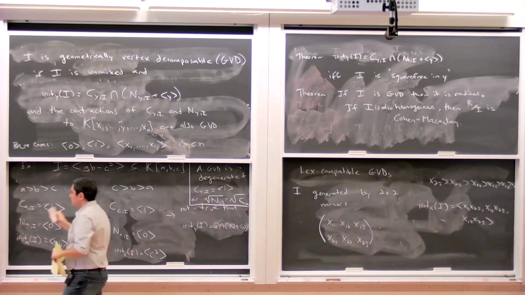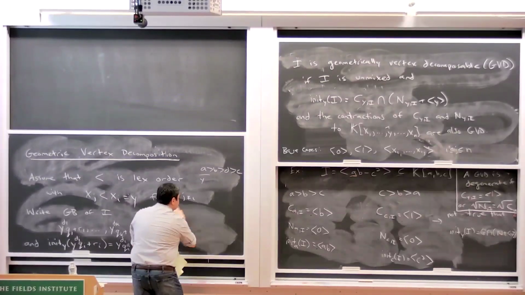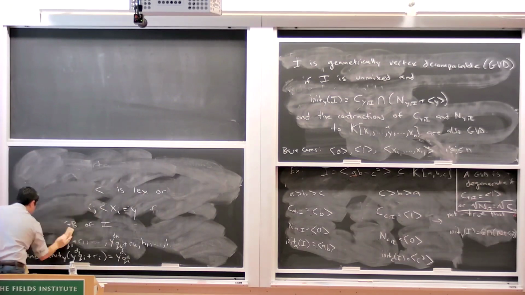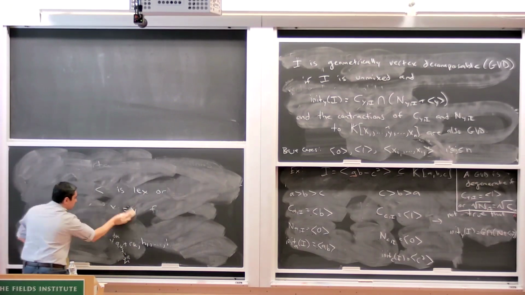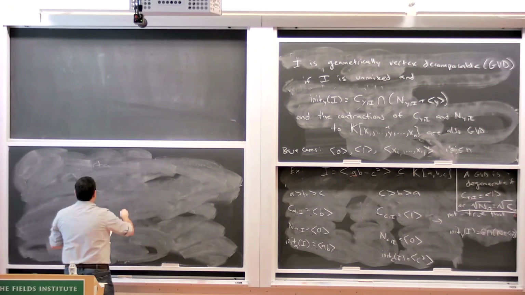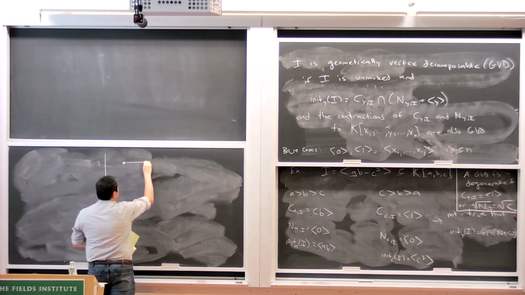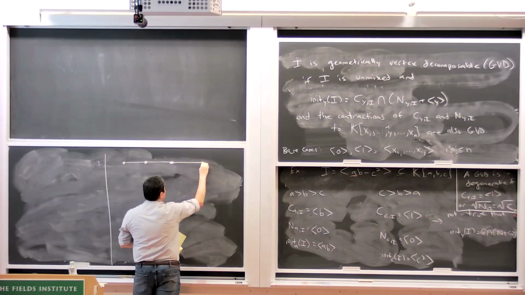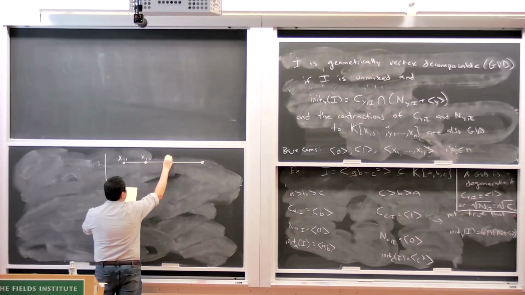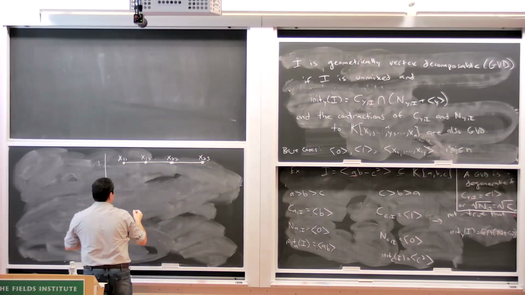So let's talk about the vertex decomposability of that. And then let's compare it to a GVD for the original ideal. Okay, so on one side, you've got this simplicial complex, with vertices x11, x12, x22, and x23.